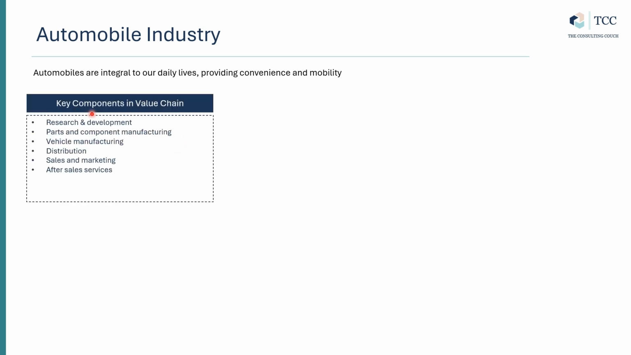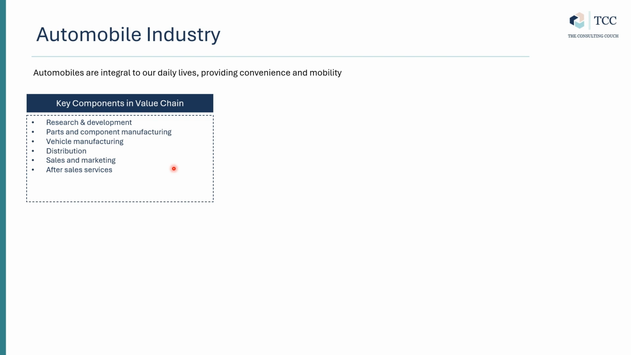The first thing is key components in the value chain of the automobile industry. Research and development. It includes innovation in vehicle design, safety, and technology. Parts and components manufacturing. This includes production of essential components such as engines, transmissions, and electronics. Vehicle manufacturing, which includes assembly of vehicles in factory, distribution, transport of finished vehicles to dealerships and customers, and sales and marketing, which includes promotion and sales of vehicles through various channels.